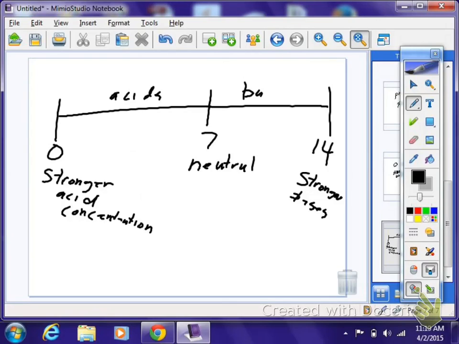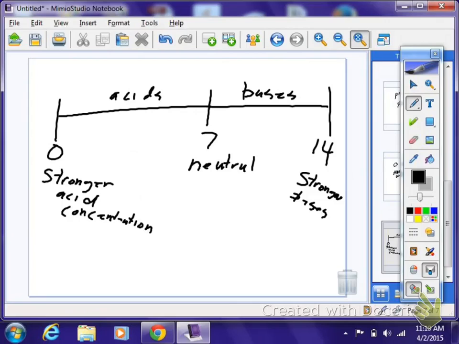Up here we have bases. It's all about the base, right? No, it's not in chemistry all about the base. Acids get more of a do than the bases do. Okay?